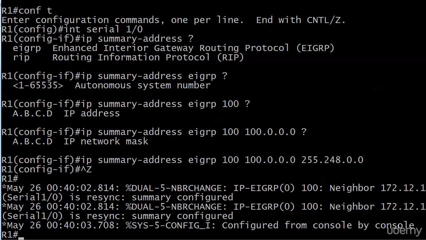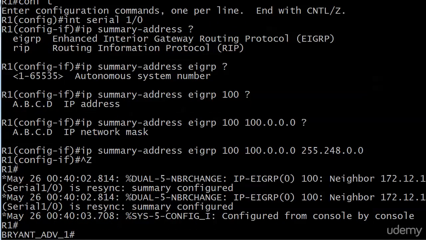So I hit enter, and you'll notice that I have a couple of resyncs here because I still had the adjacency to router 3 from the previous lab, even though we weren't looking at router 3 in this lab. So both of my adjacencies there were resynced, and note it says again summary configured, and we know where that came from because we just configured it.